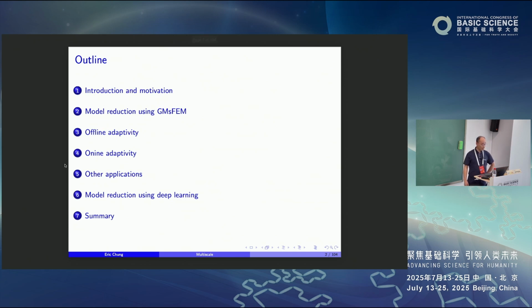So first, let me give the outline of my talk. First, I will mention some introduction and motivation of our research. Then I will give an overview of the method that we developed. I will talk about both the offline adaptivity and online adaptivity. And then I will mention some applications.